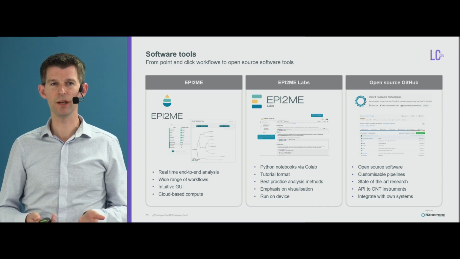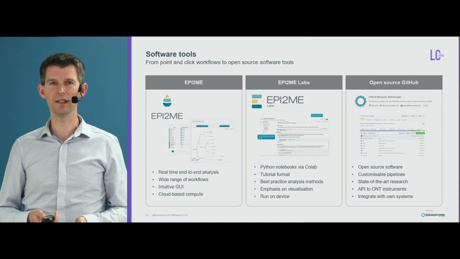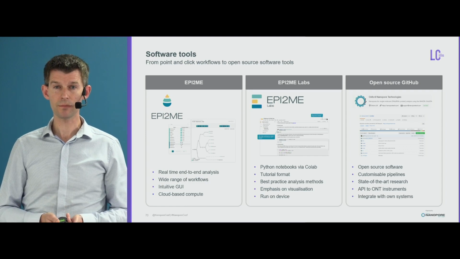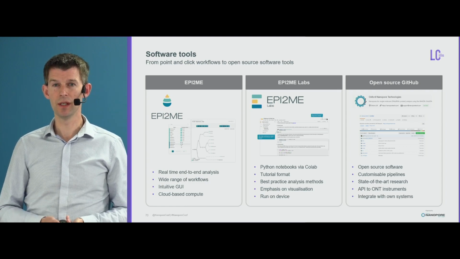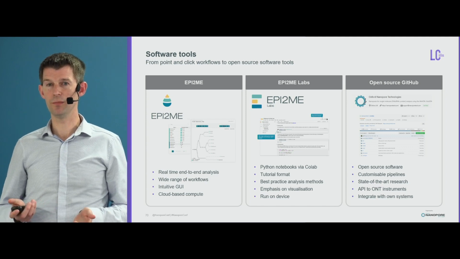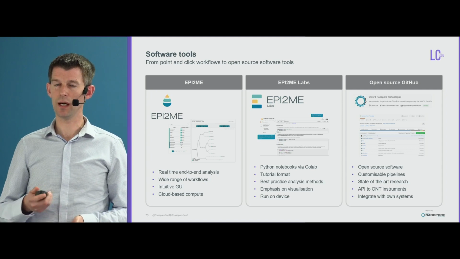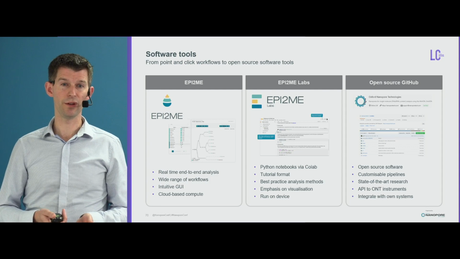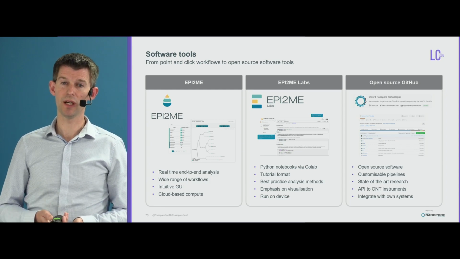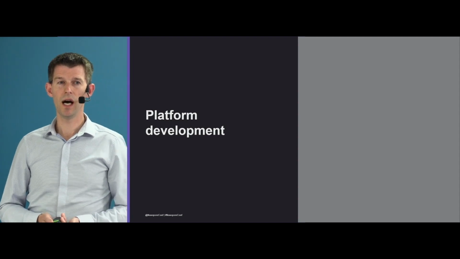And one of the headaches of bioinformatics is getting all the versions to match and everything installed correctly. That all comes pre-installed with Epitome Labs, and that runs on your device. If you really want to get your hands dirty, like tapping away at the keyboard, then we've got our open source GitHub projects, and I mentioned that's where all the research-based callers are, and that's where you can get hold of all our pipelines. It's all open source, customizable, integrate with your own platforms, and that's where the Minnow APIs are as well. So check that out if that's your thing.